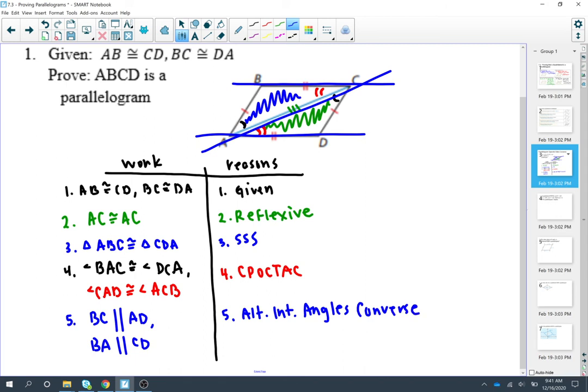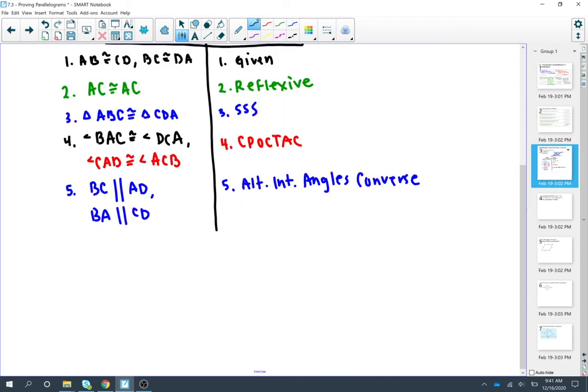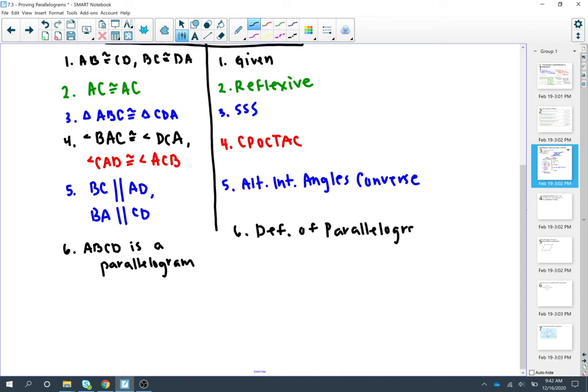Now, once I know that the lines are parallel, I know that opposite lines are parallel, well, then I know that this thing is a parallelogram. So number 6, then A, B, C, D is a parallelogram, and that is by the definition of a parallelogram. If both sets of opposite sides are parallel, then I know I'm working with a parallelogram.